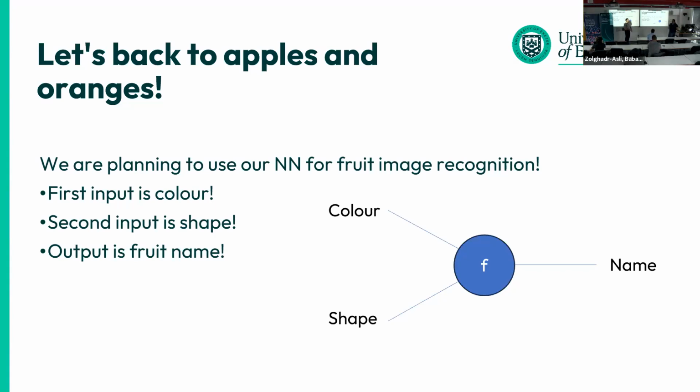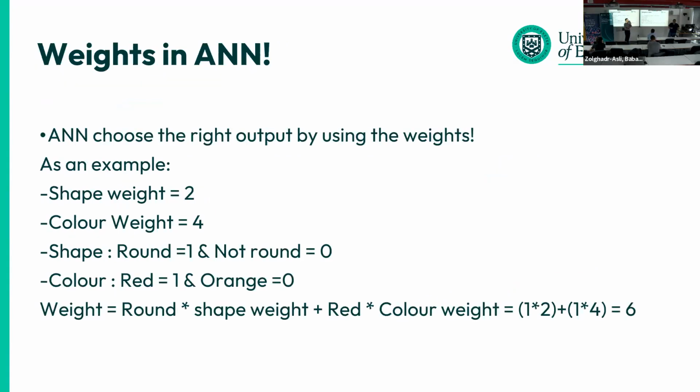One of the main words that you will hear about artificial neural networks is weights. I will go with an example. We're going to choose what the output is, what the fruit is, by using the ANN. These are what we had in data. For example, I have a shape weight of 2 and a color weight of 4. For the shape class, if it is round it is 1, and if it's not round it is 0. For the color, if it's red it is 1, and if it's orange it is 0. I calculate the weight, and the number is 6. But what is 6?